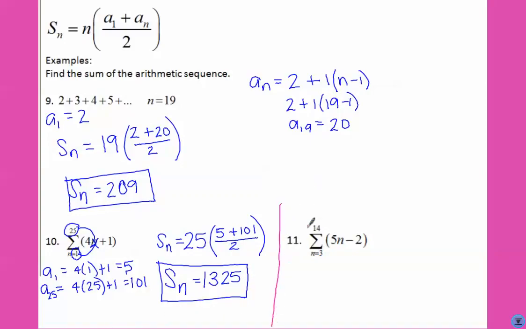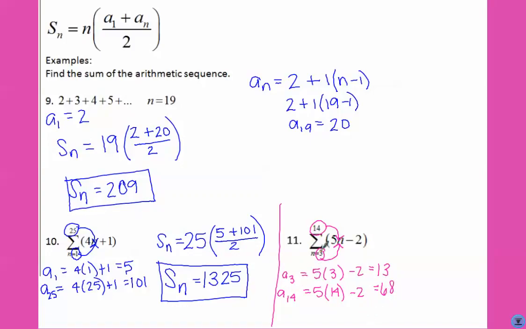All right, number 11. This time it wants to start at the third term, so we plug 3 in. A sub 3 equals 5 times 3 minus 2, which is 13. And we're going to the 14th term on the top. So we plug 14 in. 5 times 14 minus 2 is 68.